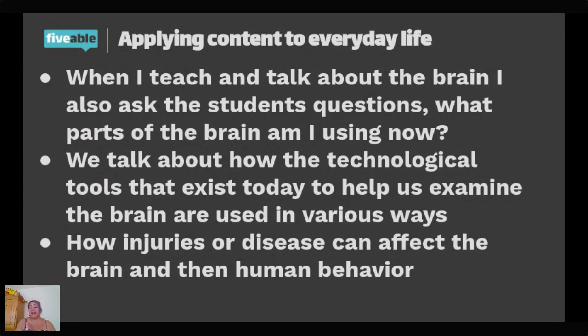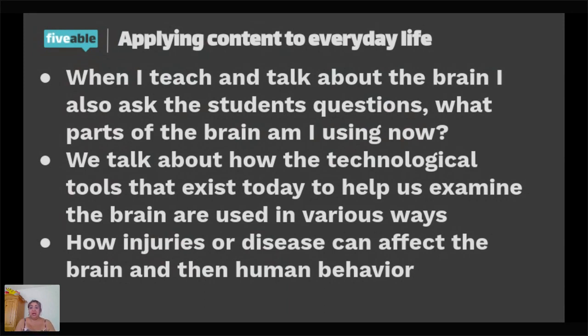So when you do that, it makes the kids think. When you attach it to what they're doing in the present moment in time, when you can attach it to an everyday concept, it makes it easier for students to understand. It simplifies the content. And when you simplify it, you can relate it to them and it makes it easier to learn.